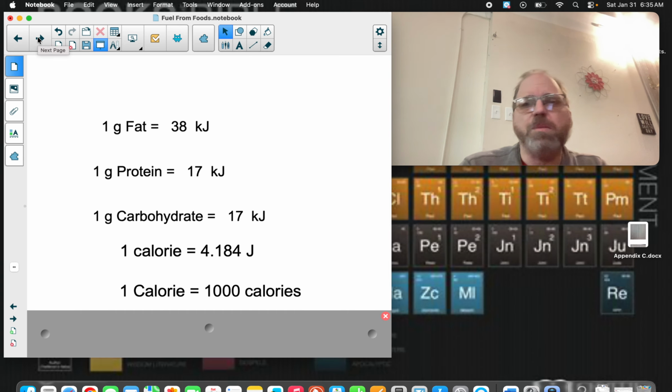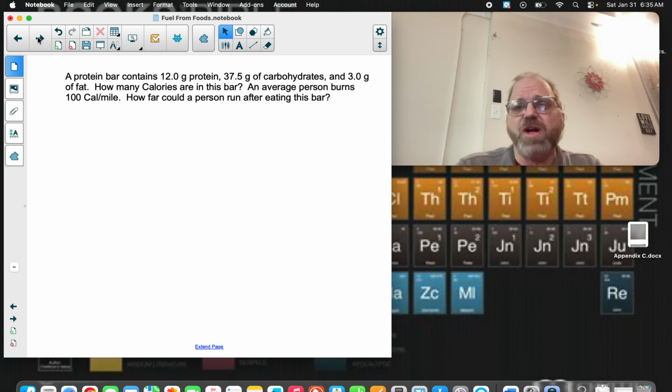All right, so we're going to do some problems straight through. These aren't that hard, actually. So let's look at the first one. A protein bar contains 12.0 grams of protein, 37.5 grams of carbohydrates, and 3.0 grams of fat. How many calories are in the bar? That's the first question. And then the second question. An average person burns 100 calories per mile. How far can a person run after that, just using the energy from the bar?